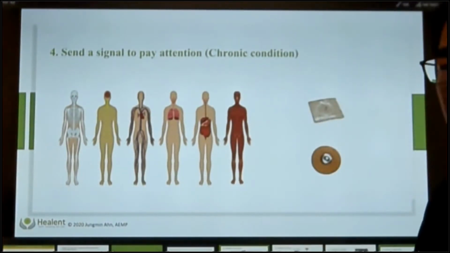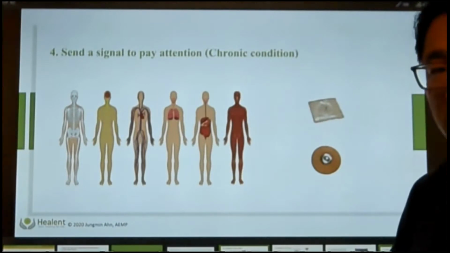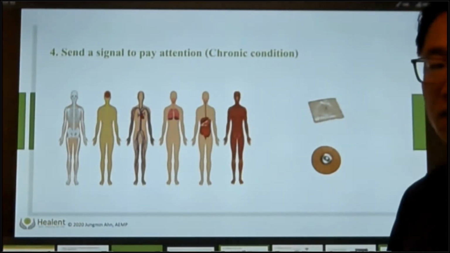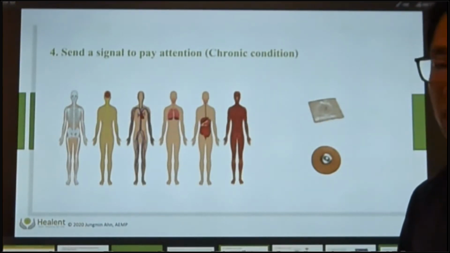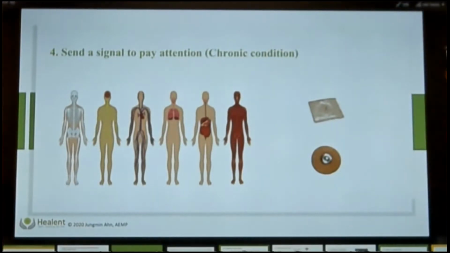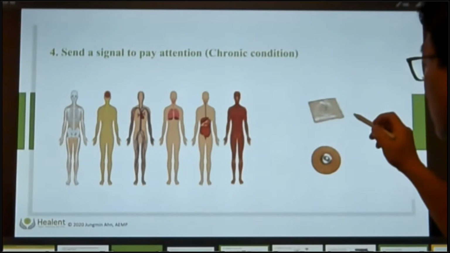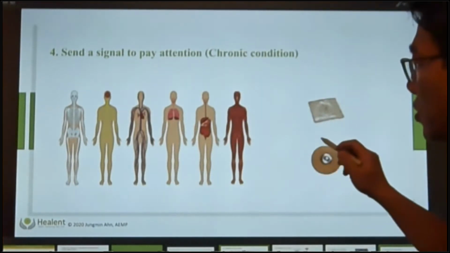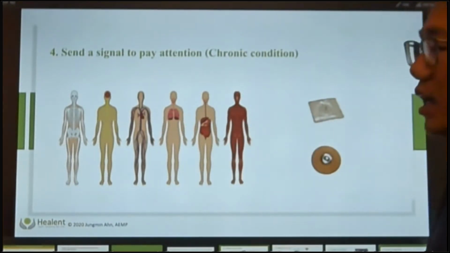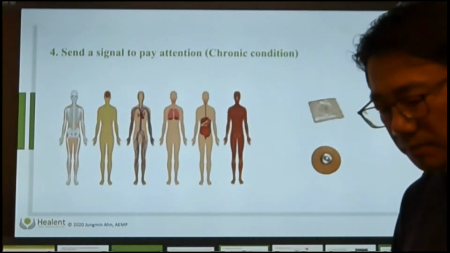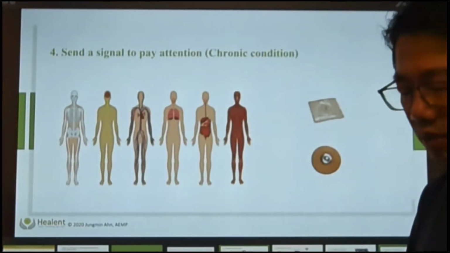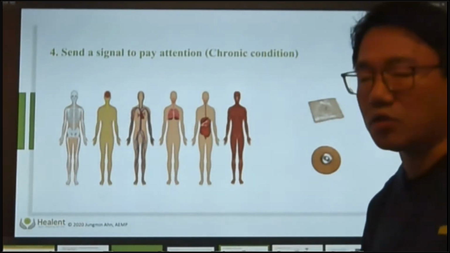So when it becomes a chronic condition, the body does not pay attention because it's always there, so it's not important. So we need to give stimulation with this kind of tools, put them somewhere, and then we can send a signal to the brain to pay attention.